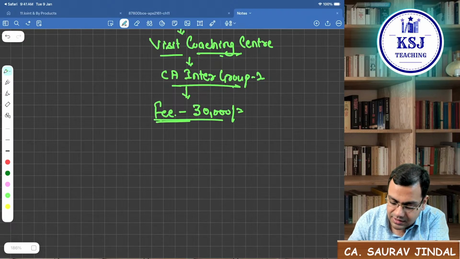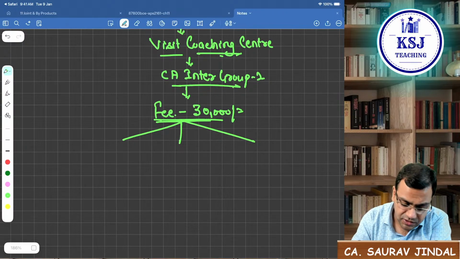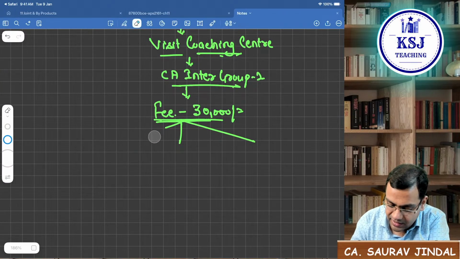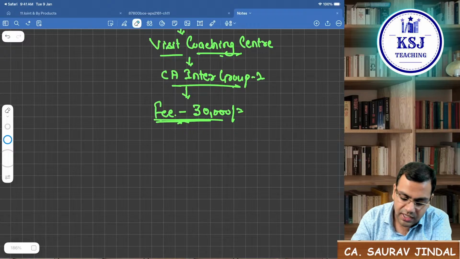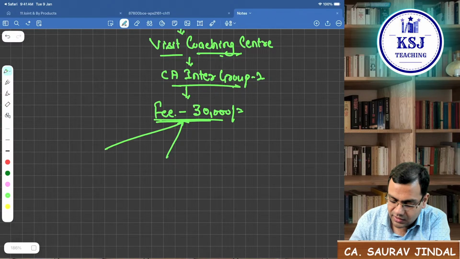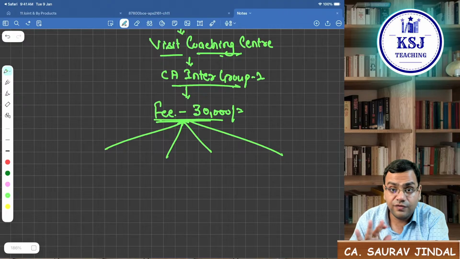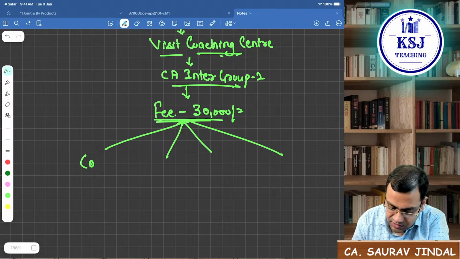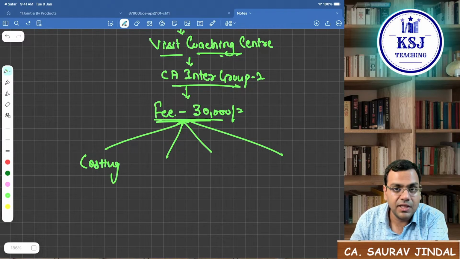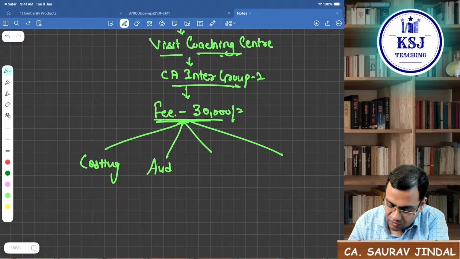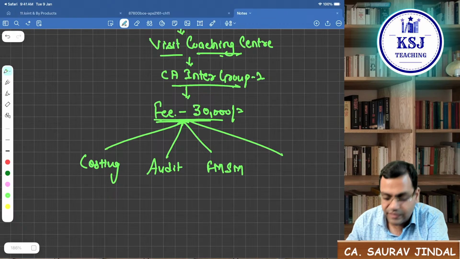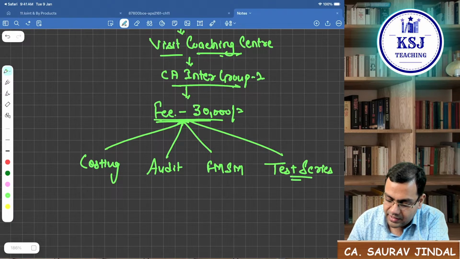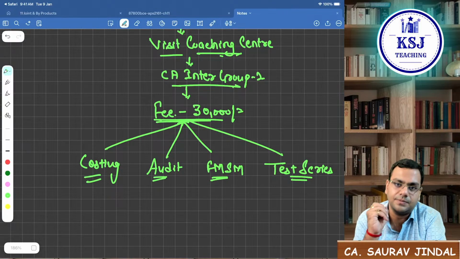So in this, there are 3 subjects. What that coaching center is covering, I'll tell you that. The coaching center says, okay, if you pay this 30,000, we'll give you 4 things. That is the first subject, paper number 4, costing class will be there. Then paper number 5, audit class will be there. Then paper number 6, FMSM class will be there. And along with that, the test series is also included, right?